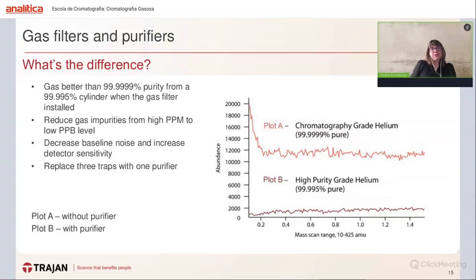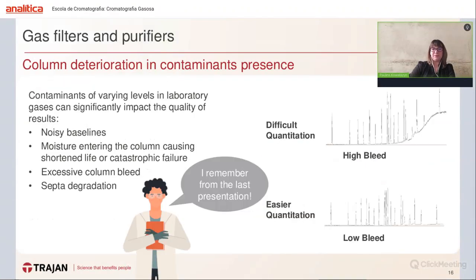It is also worth noting that each contaminant can be filtered out on its own. So we can have 3 traps filtering either oxygen, moisture, or hydrocarbons, or we can use one purifier which will remove all of our contaminants as one device in one go.